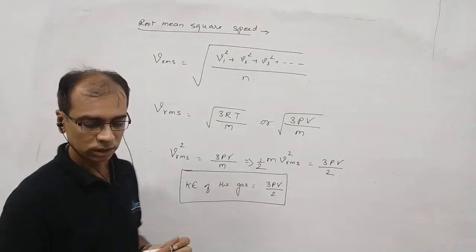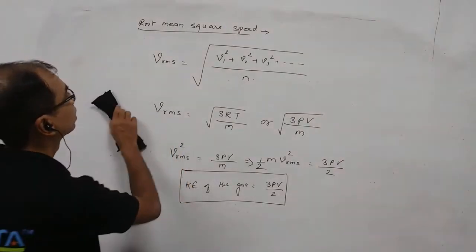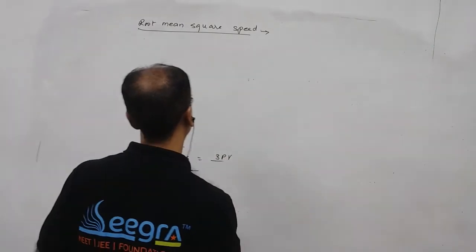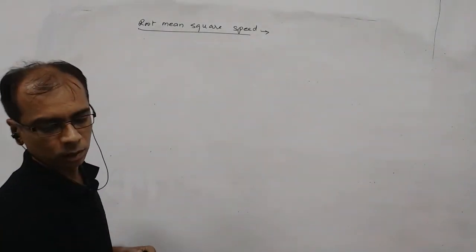Right, so let's see, suppose we are going to solve a few questions on that one. How will those be? A few questions we have already solved. A few more questions, if you want to solve, on root mean square speed. How will these questions be?